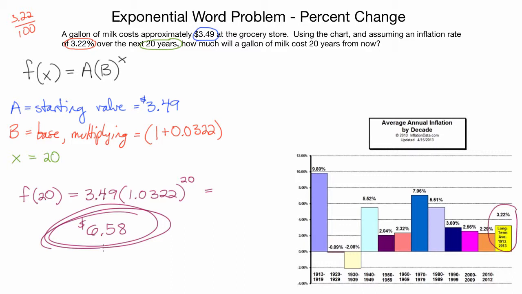That's quite a lot of difference. It's almost double, right? Not quite double, but it's a big increase. So there we go. We just used exponential functions to model inflation, to use some real data, to model some trends that we see happening in the United States, and be able to make a prediction for the price of a gallon of milk 20 years from now.